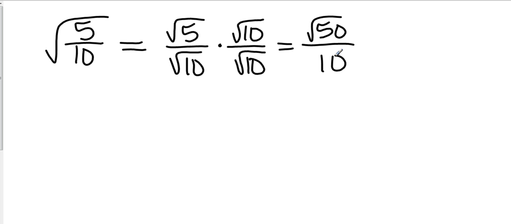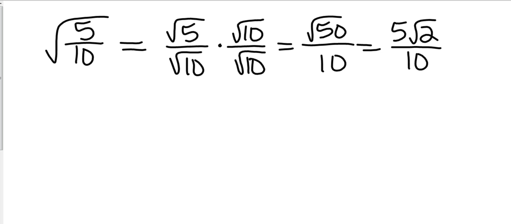Am I done? No, because what else can I break down? I can break down the square root of 50 a little bit more. That's the one we just did. Square root of 25 times the square root of 2. So I'm going to save a little bit of time. And that just comes out 5 square root of 2 over 10.